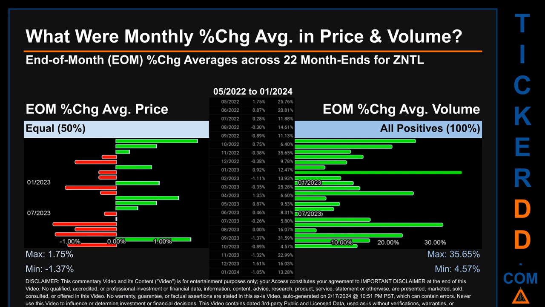Price saw an end-of-month max of 1.75% in average percentage change along with a minimum of -1.37%. For volume, the maximum and the minimum monthly percentage change were respectively 35.65% and 4.57%.